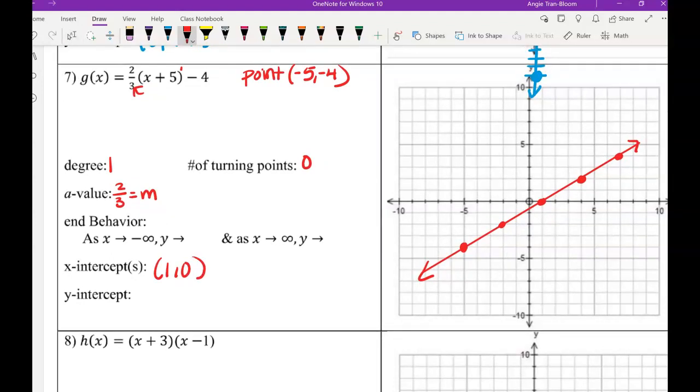Your behavior: as x goes left, y goes down. So that's going to be towards negative infinity. If x goes towards positive infinity, y goes up. So that's going to be positive infinity.